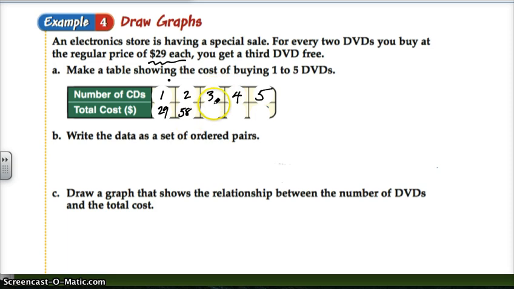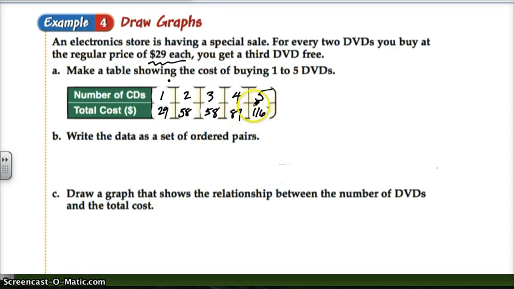But the cool thing is if I wanted 3, I don't have to spend any more money. It's still $58. If I want a fourth one, I've got to add 29 onto that 58 and I'd have to spend $87. If I want a fifth one, you see where this is going? I'm going to add 29 onto that 87 and I'd end up spending $116. So this will be the T-table or my chart. Sometimes I'll call it a T-table because it's set up like this. That'll be my T-table or my chart representing this relation or function. So write the data as a set of ordered pairs.